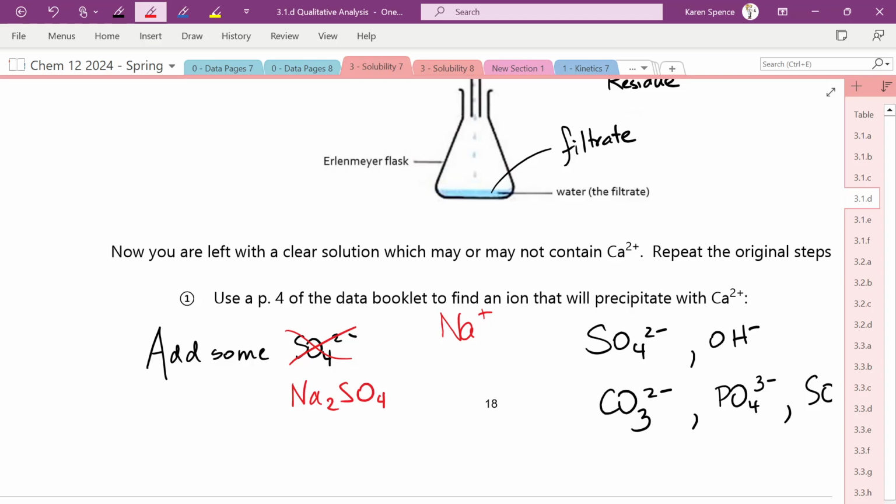Should you put a detail that you add that to get all of it? To be honest, because this is our last step, you don't have to, but I'm going to get you to do it anyway, just so you get in the habit of writing add in excess. Do you know what I mean? So we're not just going to add some, we're going to add an excess of Na2SO4.